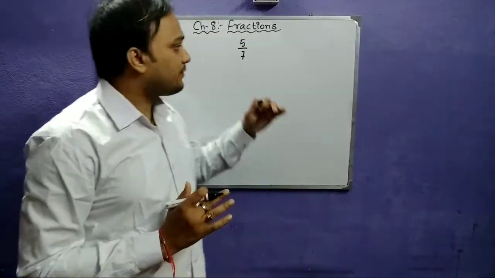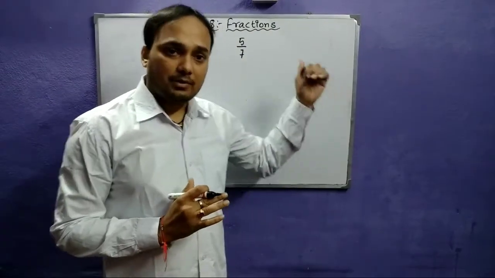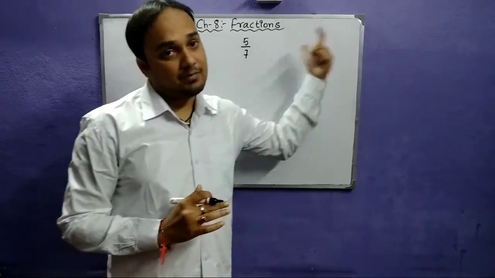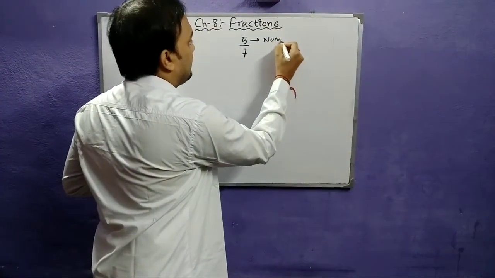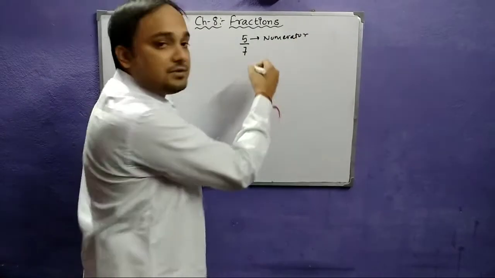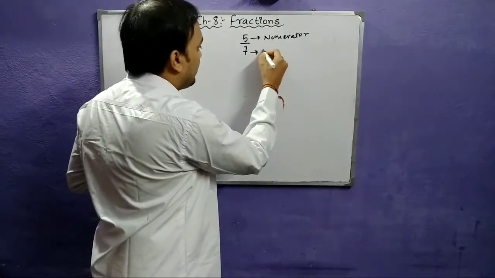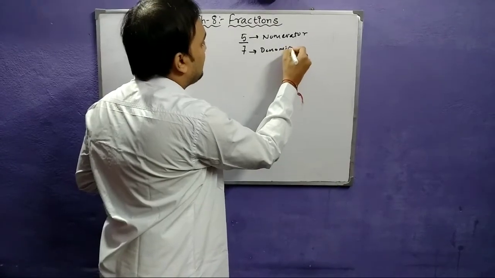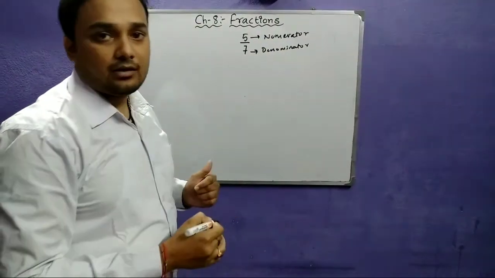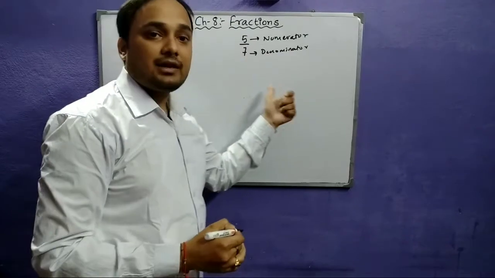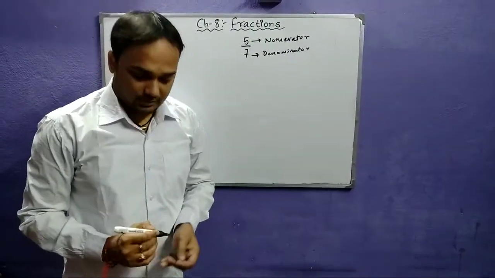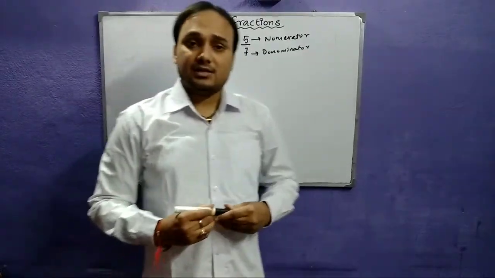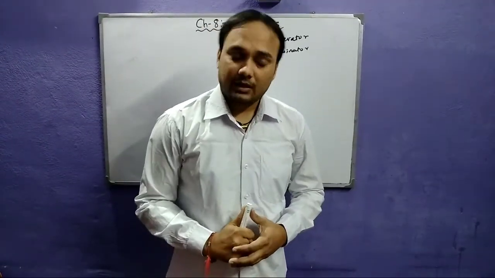The first part is above the division sign and the second part is below the division sign. The upper part is called the numerator, and the part below the division sign is called the denominator. So you can see here that 5 is the numerator and 7 is the denominator, and the complete combination of numerator by denominator is called the fraction. This was a very simple definition of fraction. Let us move ahead with the different types of fraction.